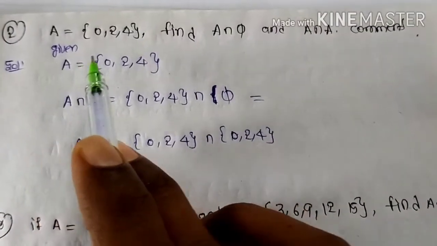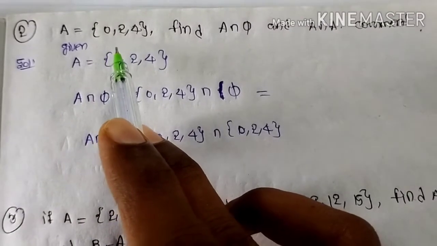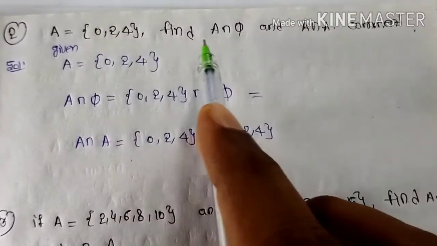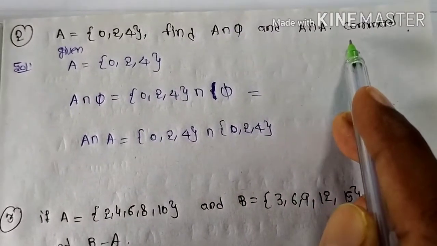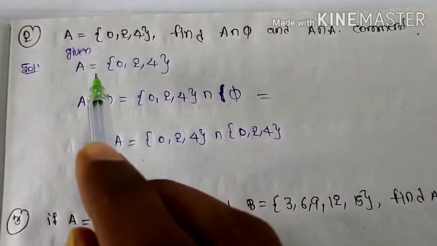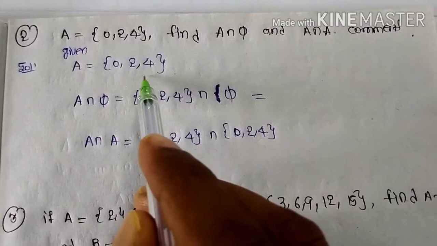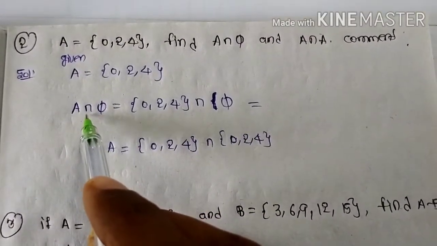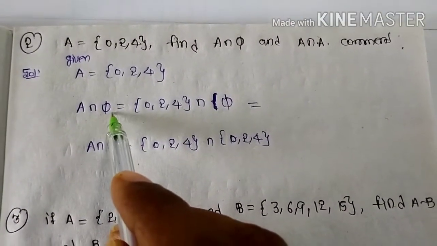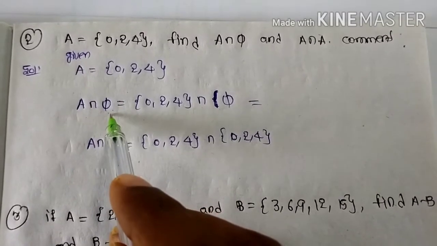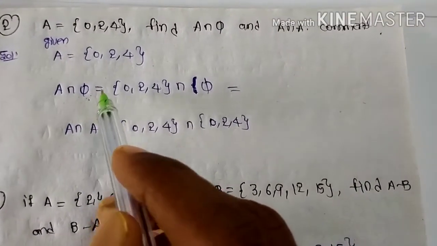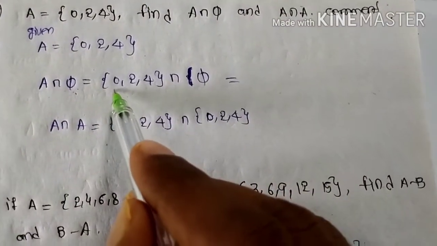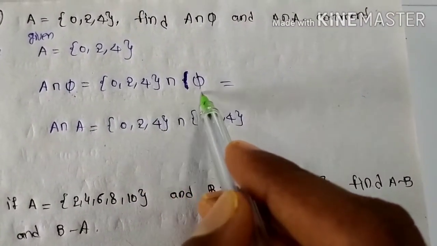Now you can see the second question. A is equal to the set of elements 0, 2, 4. Find A intersection phi and A intersection A. First of all, I am writing the given A is equal to 0, 2, 4 and A intersection phi. First of all, do you know what we mean by phi? Phi is a null set. That means there is no element in the given set. So I am saying here the set of 0, 2, 4 intersection phi.